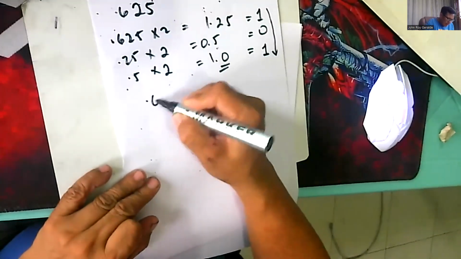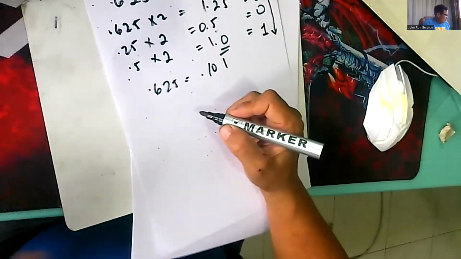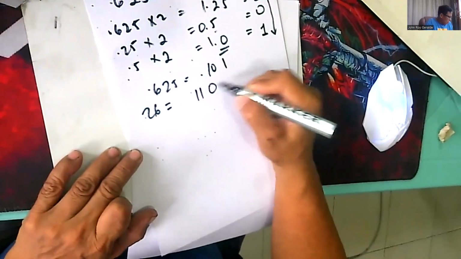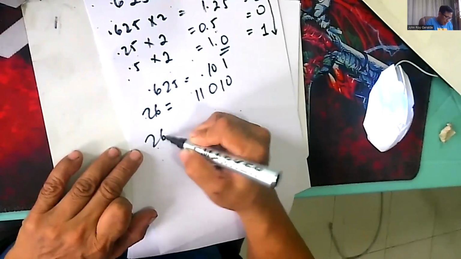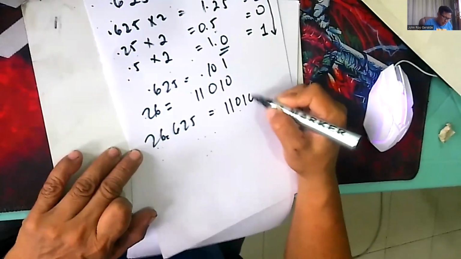So 0.625 is equal to 0.101. And 26 is equal to 11010. So 26.625 is equal to 11010.101. Do you follow? Any questions? This should be automatic already, right? We are converting positive numbers into fixed point representation.